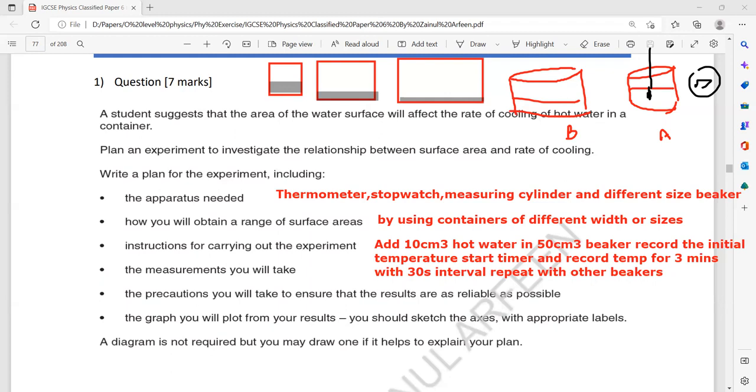Then what measurements do we have to take? We have to measure the initial temperature, the starting temperature, we have to measure the final temperature, and we have to measure the time as well, the time interval. For the measurements, you can also mention only temperature, because we are measuring different temperatures. So temperature and time. These are the two things which we have to measure.